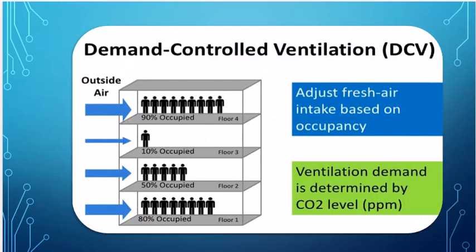Demand-controlled ventilation, DCV. It is a ventilation system that adjusts the amount of fresh air intake based on the occupancy level. The ventilation demand is determined by CO2 level, ppm. Higher occupancy leads to higher CO2 levels, triggering the system to increase fresh air intake. Lower occupancy leads to lower CO2 levels, triggering the system to reduce fresh air intake. This system helps maintain a comfortable and healthy indoor environment.